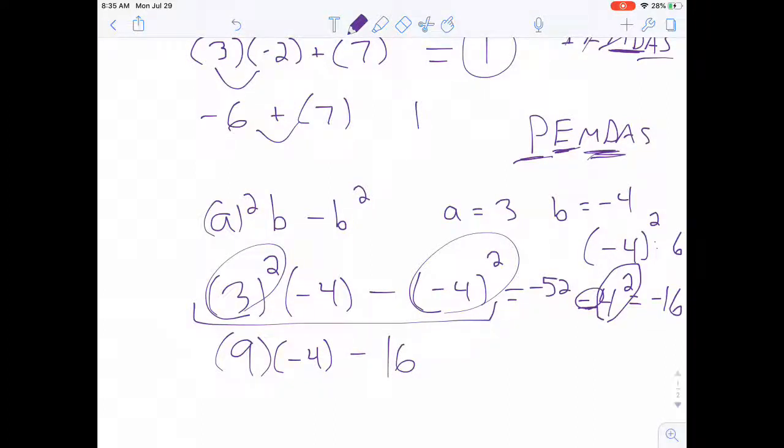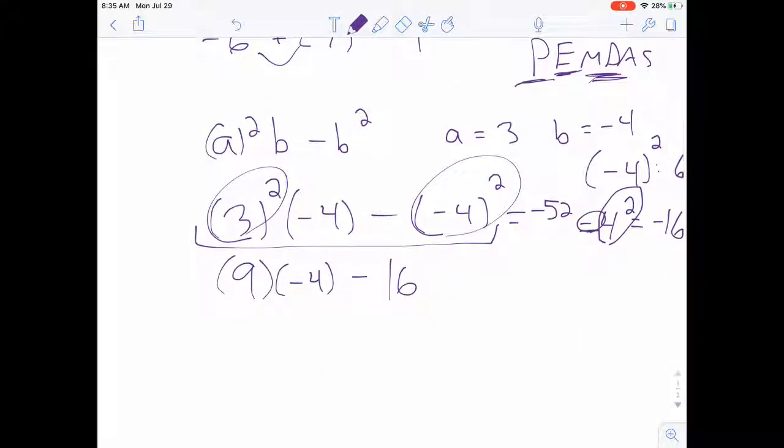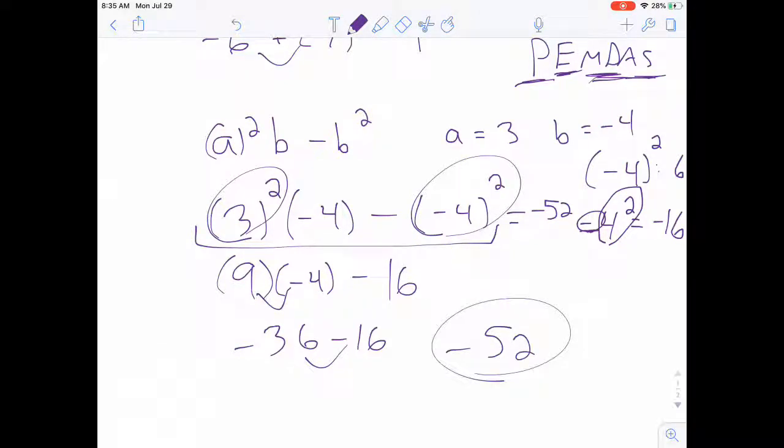Then I'm going to go with multiplication and division. Again, first come, first served. 9 times negative 4 is negative 36. I rewrite everything else as is. No other multiplication or division. And then I add and subtract. Negative 36 and negative 16 is negative 52. Thankfully, I got the same answer.